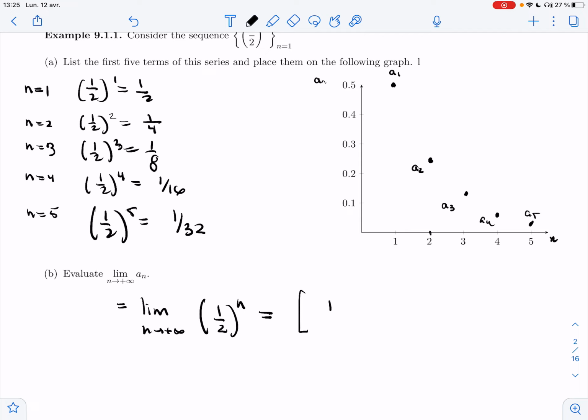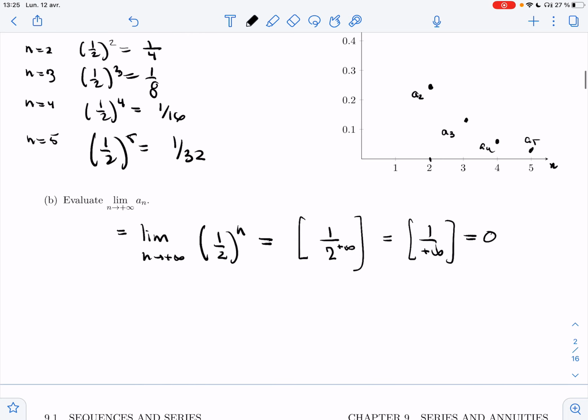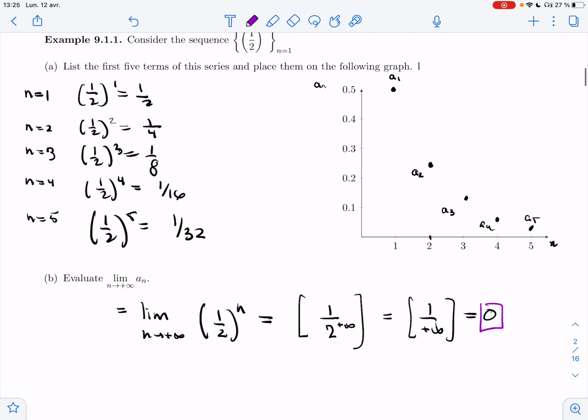If I just plug it in, I'll get (1/2)^infinity. 2 to the infinity is infinity, and so I get 0. All right, so the limit of this sequence is 0 because you can see it in the graph as well. The terms are getting closer and closer to the x-axis, so closer and closer to 0.